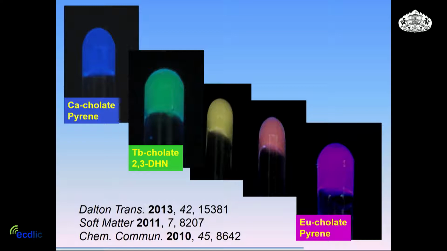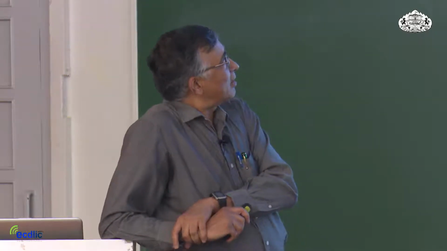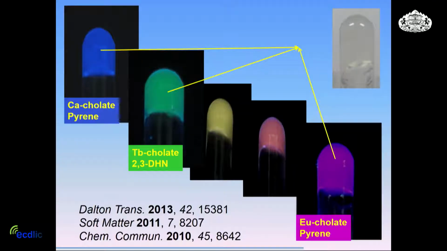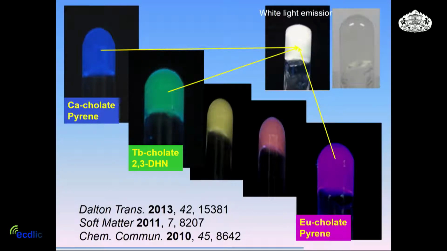And at that time, we became a little greedy because a lot of people were talking about white light emission. They still talk about white light emission. And we thought that maybe we can mix blue, green, and red, the standard RGB colors, and get a white light emitting system. Again, this work has been published, so I will not go into the details. This is how the white light emitting gel looked in ambient light, and under a UV lamp it showed a clear white emission.